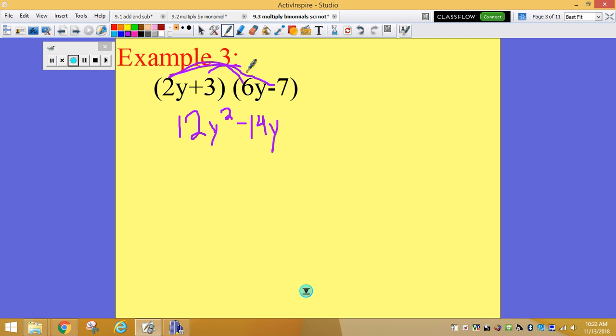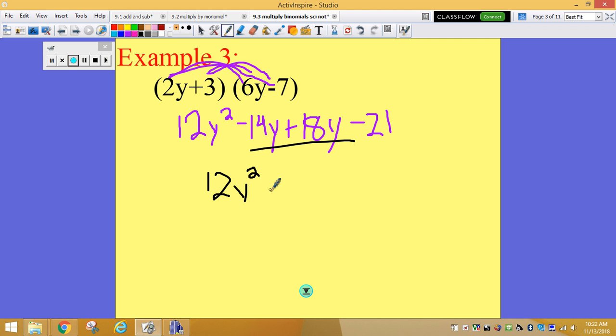Same thing with the 3. 3 times 6 is a positive 18y. 3 times negative 7 is negative 21. I can combine my two y's in the middle, so I have 12y squared. Negative 14 plus 18 is a positive 4y. Then bring down minus 21.